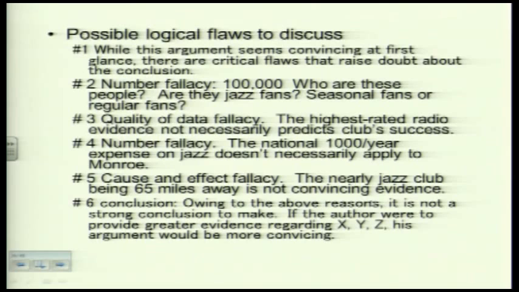So these are some things that you can attack, and you can just choose 3 or 4 on the exam. So for example, the number fallacy, right? 100,000 people. Who are these people? Are they representative of the people in Monroe? Are they jazz fans? Are they seasonal fans or regular fans, and so on? Quality of the data fallacy. The highest rated radio evidence does not necessarily predict that the club would be successful, right? The number fallacy, the national 1,000 a year expense on jazz doesn't necessarily apply to Monroe, right?